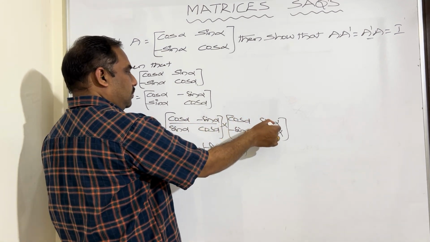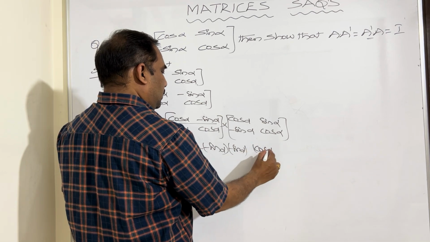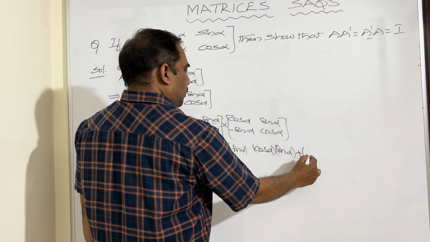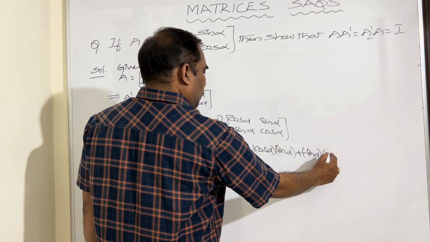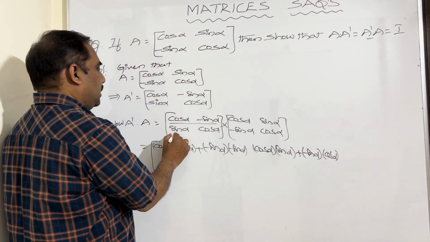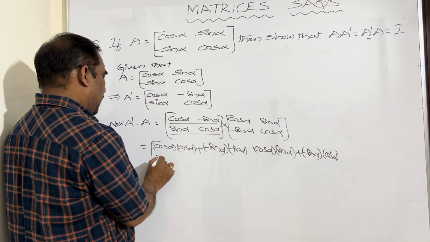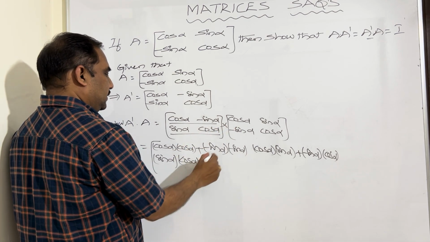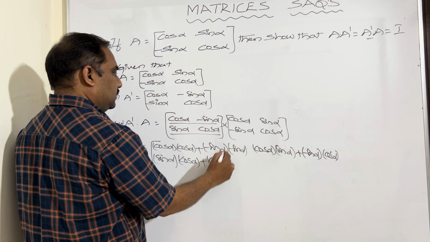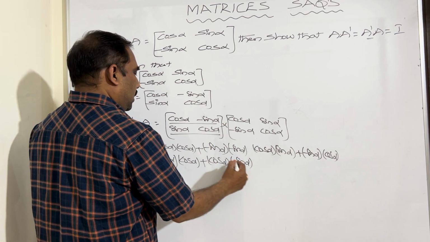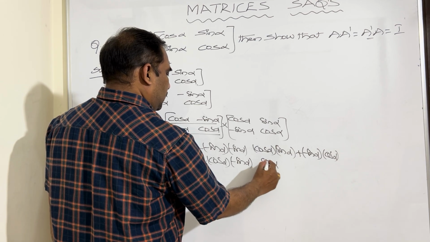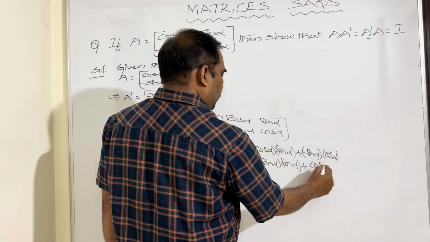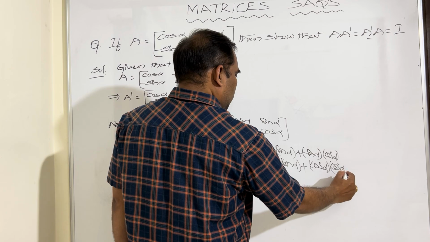Again, the first row multiplying with the second column: cos alpha into sin alpha, plus minus sin alpha into cos alpha. And the second row multiplying with the first column: sin alpha into cos alpha, plus cos alpha into minus sin alpha. And the second row multiplying with the second column: sin alpha into sin alpha plus cos alpha into cos alpha. See, what do we get?